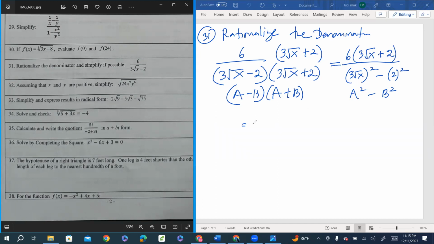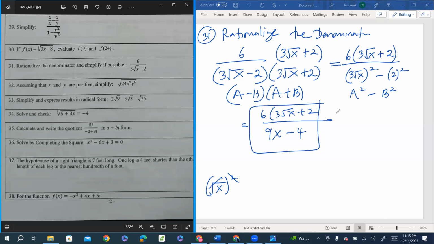So 3 squared is 9, right? Actually, it would not reduce because you have x in the denominator. But anyway, so 9, radical x squared is x, right? So keep that in mind. Radical x squared, you square root and the square cancels out, minus 4. On the numerator, we have 6 times 3 radical x plus 2. You could leave this as your final answer, or you could distribute the 6 and get 18 radical x plus 12. 6 times 3 is 18, 6 times 2 is 12, divided by 9x minus 4 as your final answer also. Both of them are good final answers.